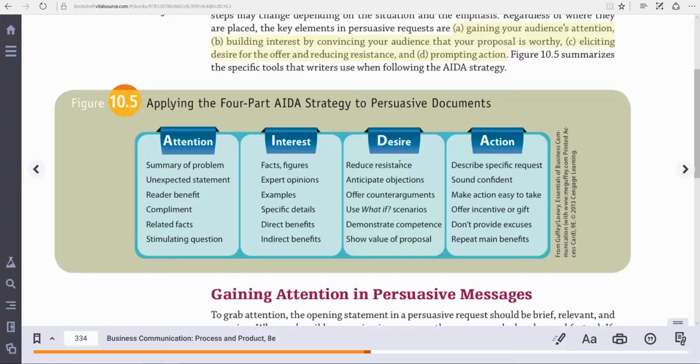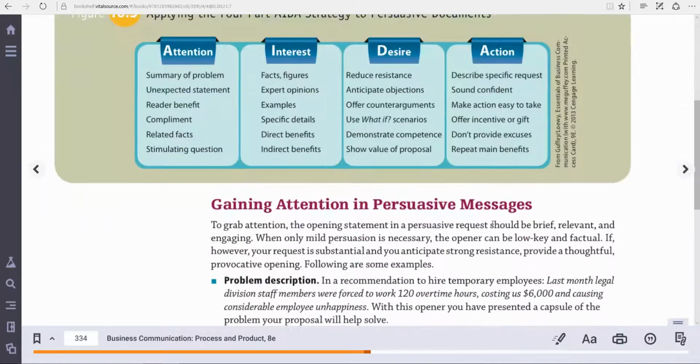Then you've created a desire, so that reduces resistance. You're anticipating objections. You offer counter arguments. Use what-if scenarios and demonstrate competence and show value. Then the action is: describe the specific request, sound confident, make action easy, offer an incentive or a gift, don't provide excuses, and repeat the main benefits.